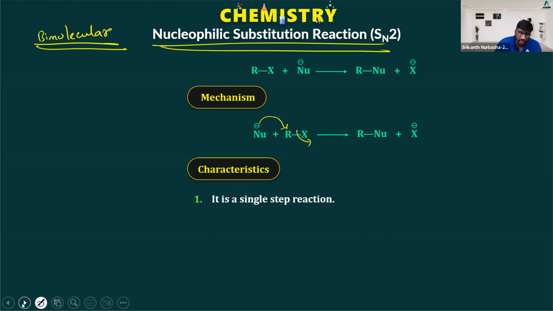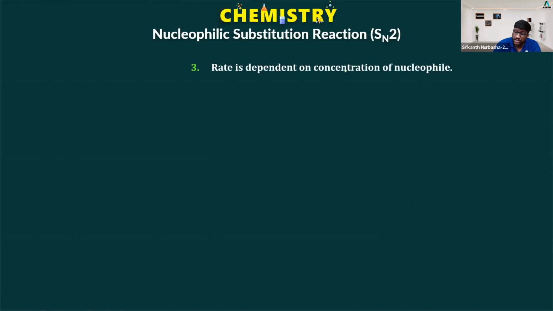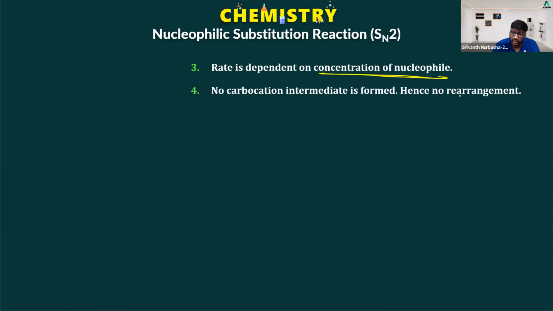It's a single step reaction. So the rate depends upon both the concentration of nucleophile and the concentration of alkyl halide. The rate of reaction should be directly proportional to the concentration of alkyl halide and nucleophile. So the order will be 2 and molecularity is also 2, because there is only one step, which is the rate determining step, and two species are involved. Stronger the nucleophile, greater will be the rate of SN2 reaction. No carbocation intermediate is formed, so no rearrangements.